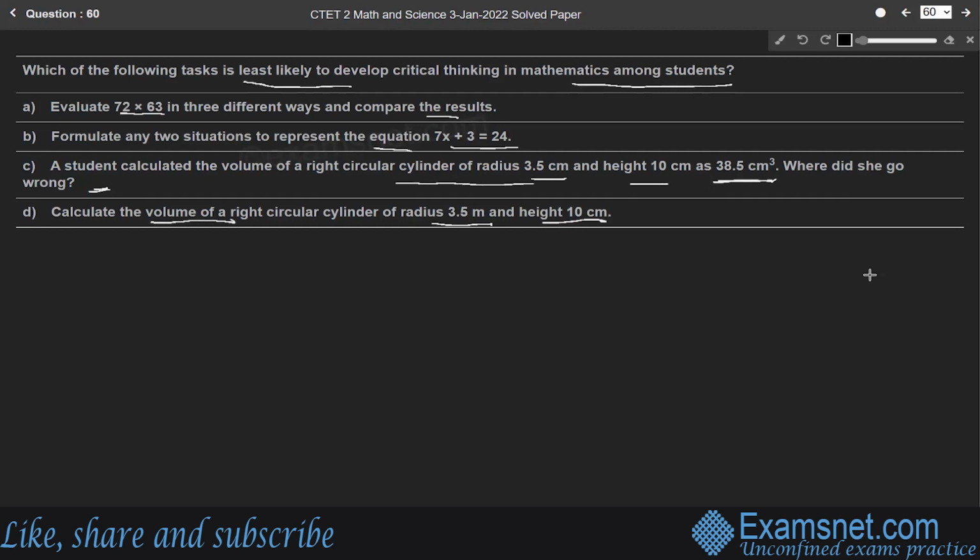So look at the critical thinking here. The student can develop this ability of critical thinking when confronting mathematical problems, identifying possible solutions, and evaluating and justifying their reasons for the result. Here in option D, there is no chance for students to think critically because the values are already given. Hence, option D is least likely to develop critical thinking in mathematics.